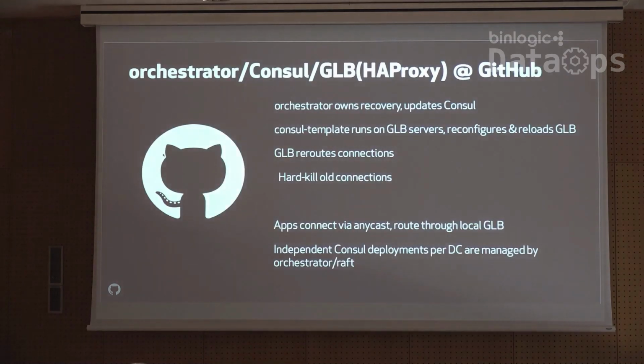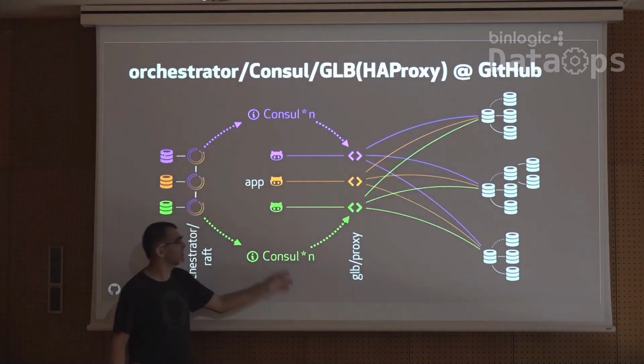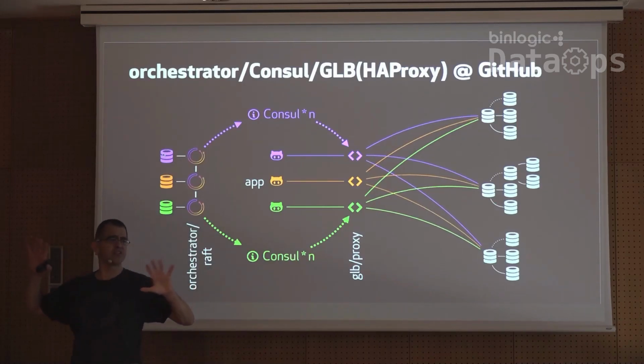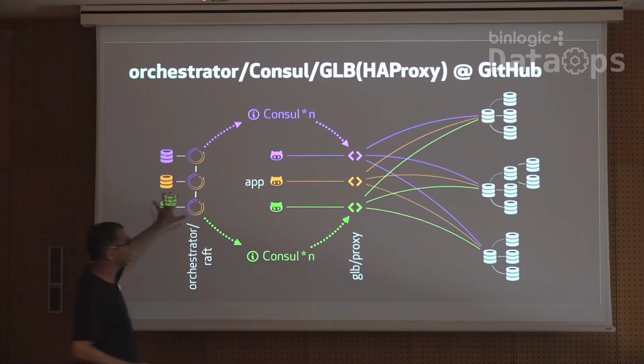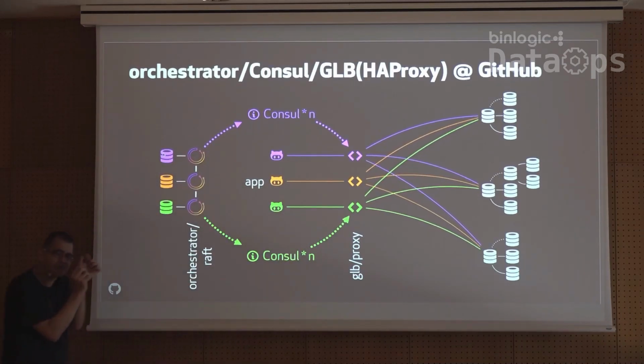All right, so Orchestrator owns the recovery and updates Consul. Consul templates takes the changes from Consul to GLB. GLB reroutes the connections and kills the old connections. The applications connect to GLB, and that's pretty much it. So you can replace Consul with etcd, replace Consul template with something else. The components are independent of each other, right? Orchestrator doesn't care about HAProxy, and the clients don't care about Orchestrator. No one talks to anyone. This is a very decoupled design.